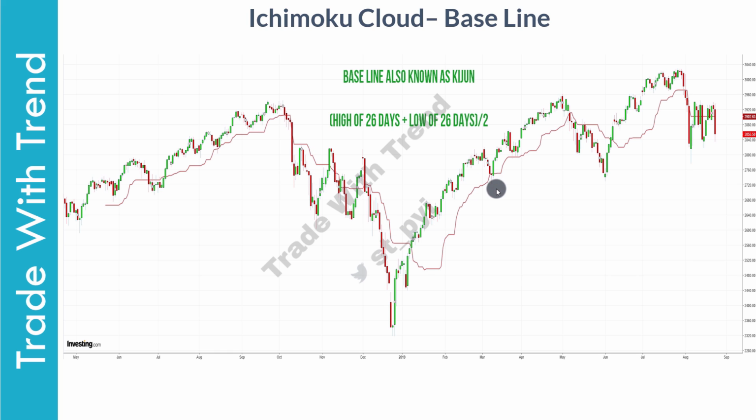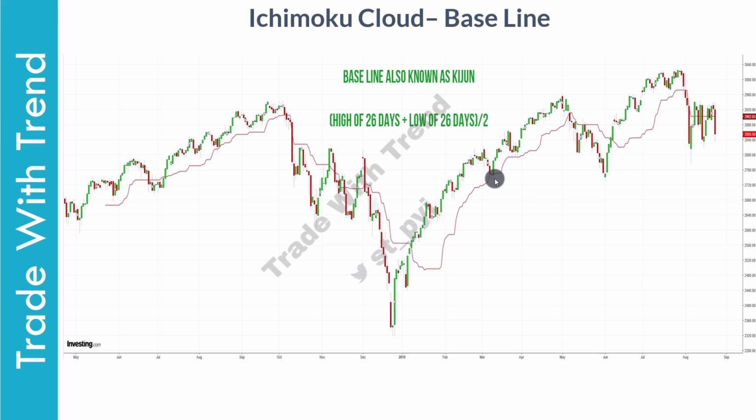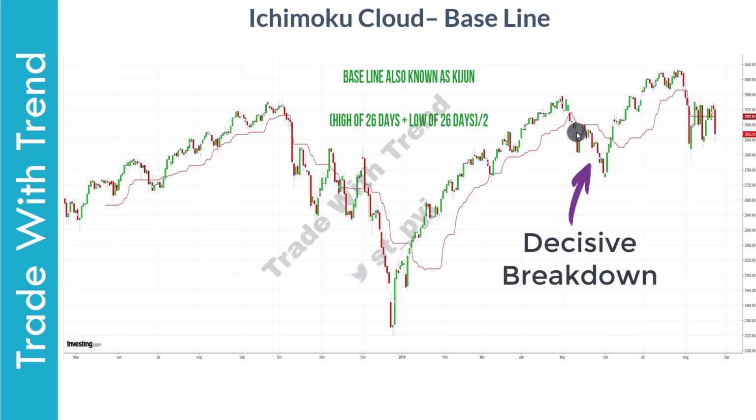One more application of Kijun is that it acts as a stop loss level. Do note here that price can move below Kijun at times, but it is the closing that eventually matters. Price should decisively breach Kijun for it to act as a valid stop loss. Now, this is an important rule here, and do keep this in mind.